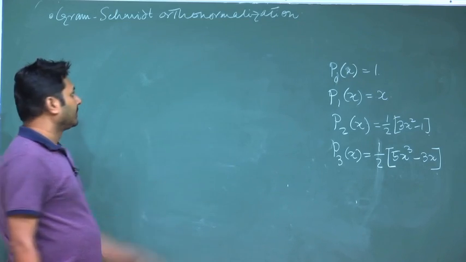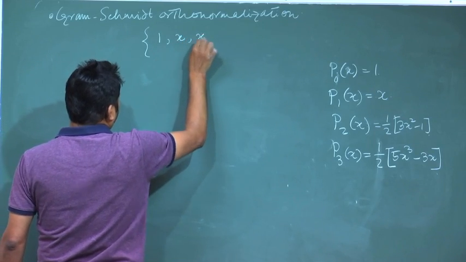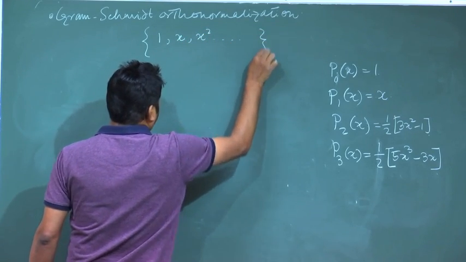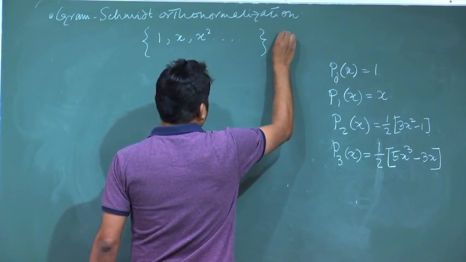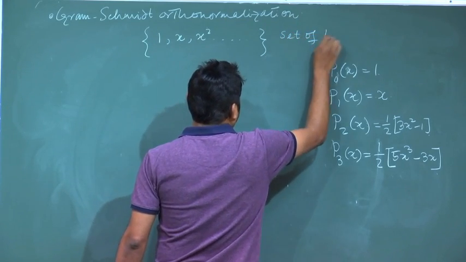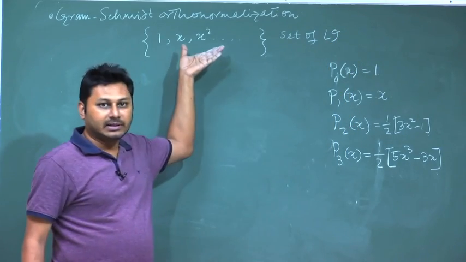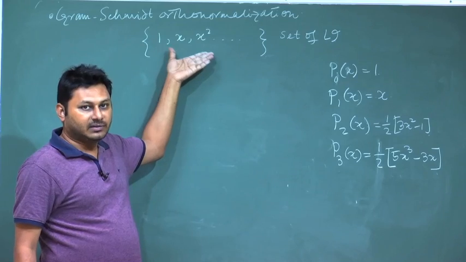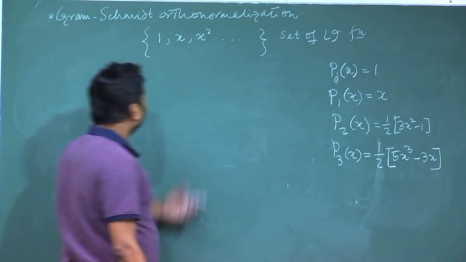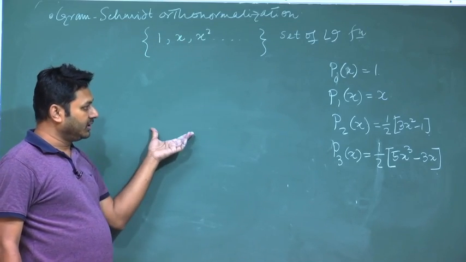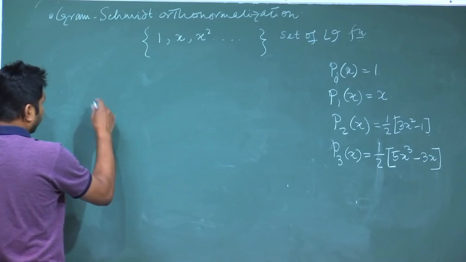Gram-Schmidt orthonormalization suggests that if you are given a set of linearly independent vectors, if you remember... Here this is a linearly independent set of functions. Now, if I use the Gram-Schmidt orthonormalization procedure, I will return back these functions. So, let me do that quickly.